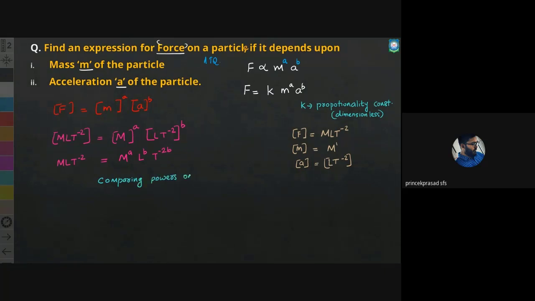Powers on both sides. What can I write? Here m has a power 1. Here m has a power a. So what is the first relation I can write? A is equal to 1. Yes or no? Because LHS should be equal to RHS, then only this equation is true. So I can say the power of m in LHS should be equal to the power of m in the RHS. So that means a is equal to 1.